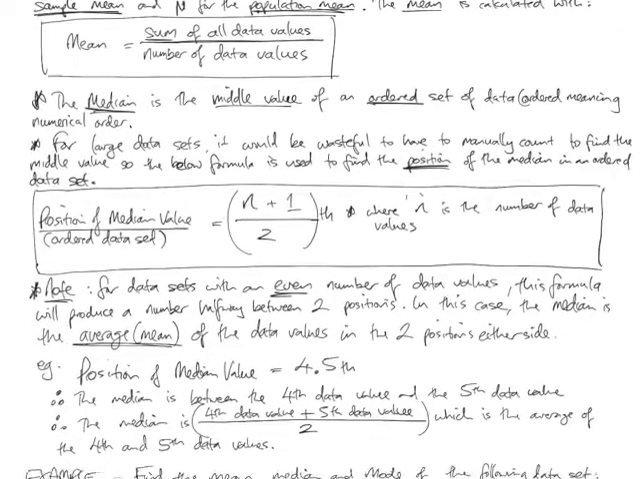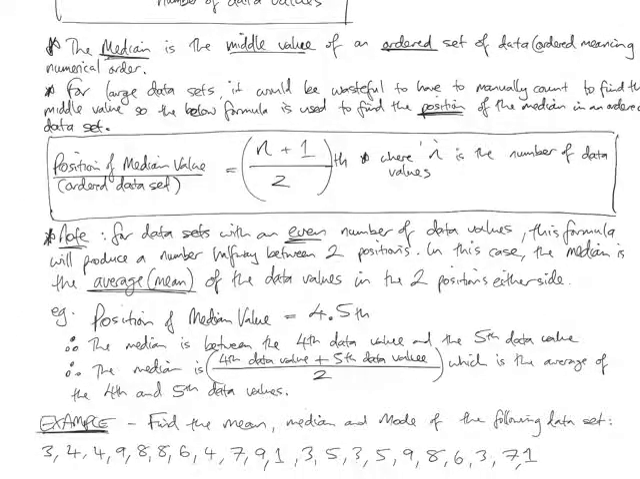Lastly, the third one is the median. The median is the middle value of an ordered set of data, ordered meaning they're in numerical order, so increasing from left to right. The median is one of the values, and it's the one in the middle, okay? So the formula that you're going to be using doesn't actually tell you the median straight up. It tells you the position of it.